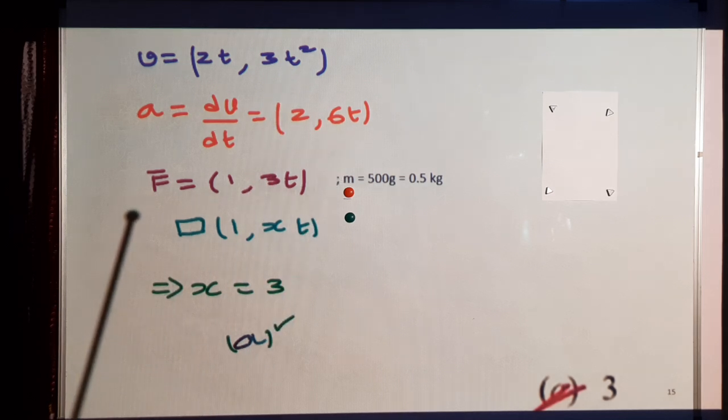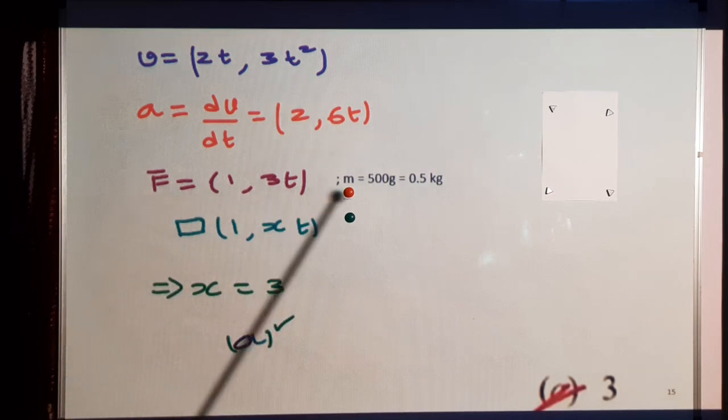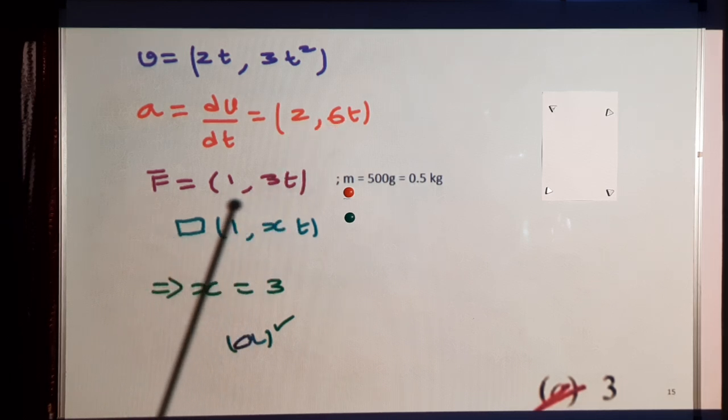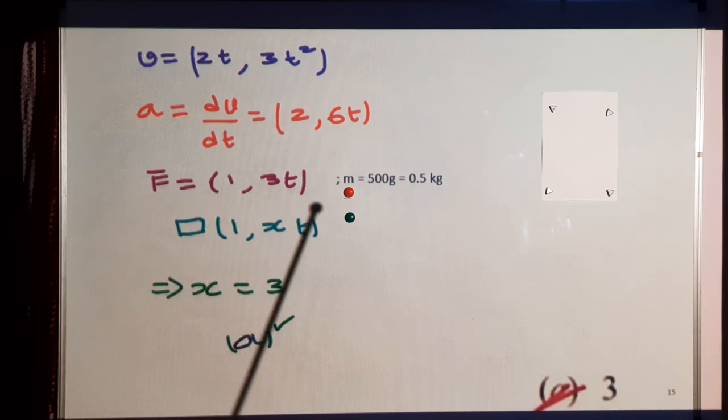Force is mass into acceleration. Mass is 0.5 kg. So this divided by 2. And at 1 second, I have to put t equal to 1. So this has to be compared with 1, x given in the question. That means x is 3. Correct option is option A.